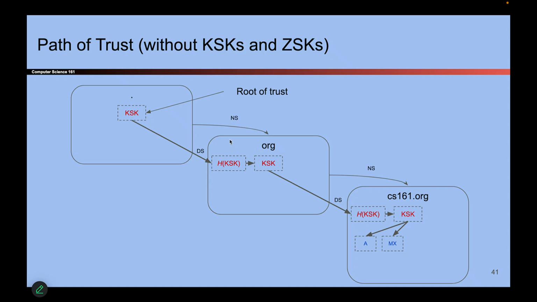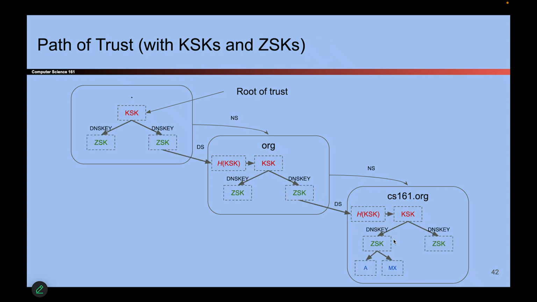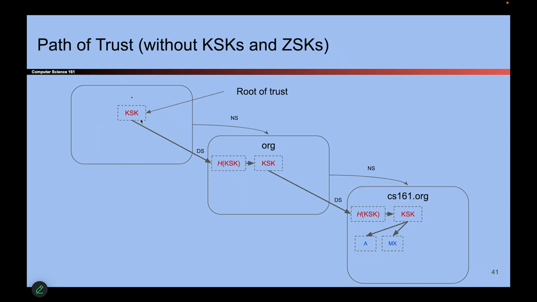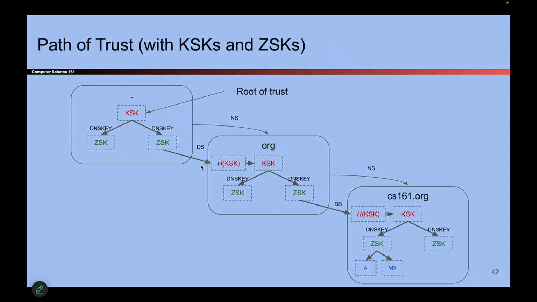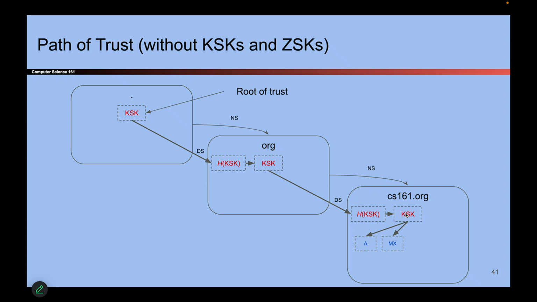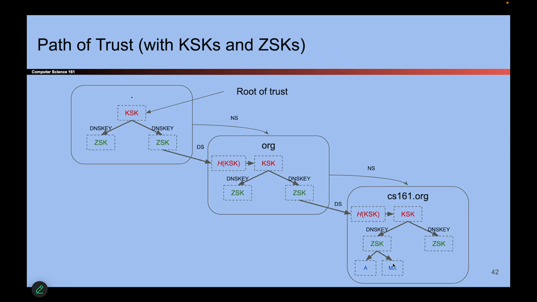So in the original path, it would just be something like the root name server endorses the .org name server, which endorses the CS161.org name server, and then they sign some records. That's the original root of trust. The new root of trust is just twice as long. So this one arrow becomes two separate arrows, this arrow becomes two separate arrows, and this arrow becomes two separate arrows as well. So we're basically just doubling the length of the certificate chain, but it's still all certificates.